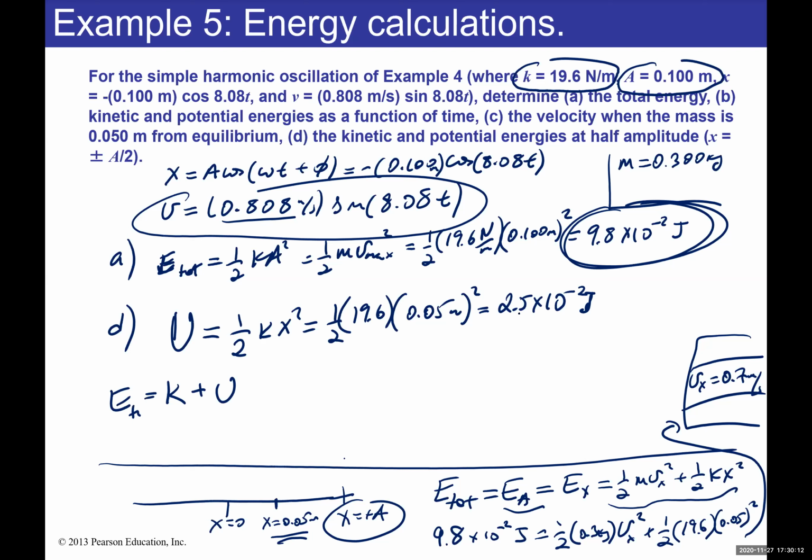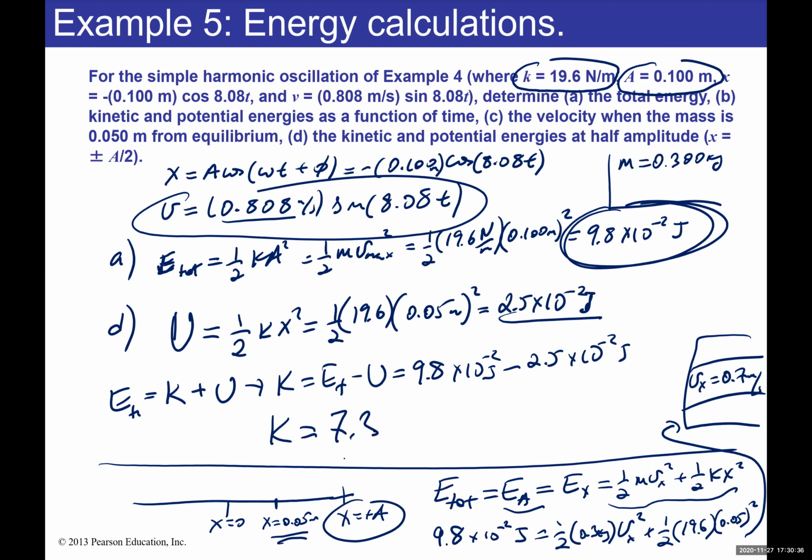I just calculate the potential energy at that amplitude, and I have the total energy. All I have to do is say K equals total energy minus potential energy, which is 9.8 times 10 to the negative 2 minus 2.5 times 10 to the negative 2 joules. So the kinetic energy will be 7.3 times 10 to the negative 2 joules. And you can see it's not equal to the potential energy, it's not exactly half. So it's not half kinetic, half potential at half amplitude. You actually have much more kinetic energy than potential energy at this point.